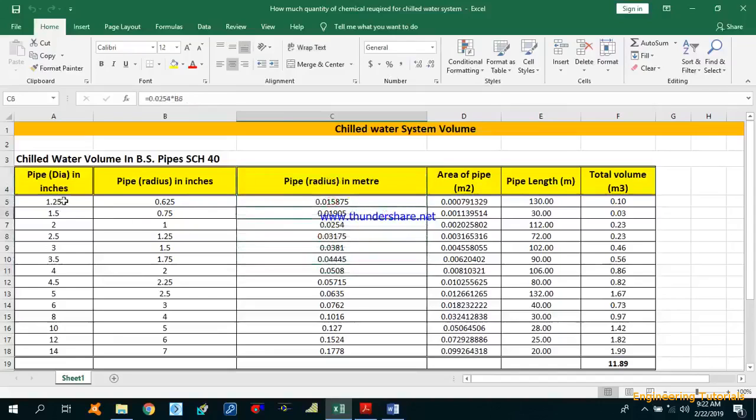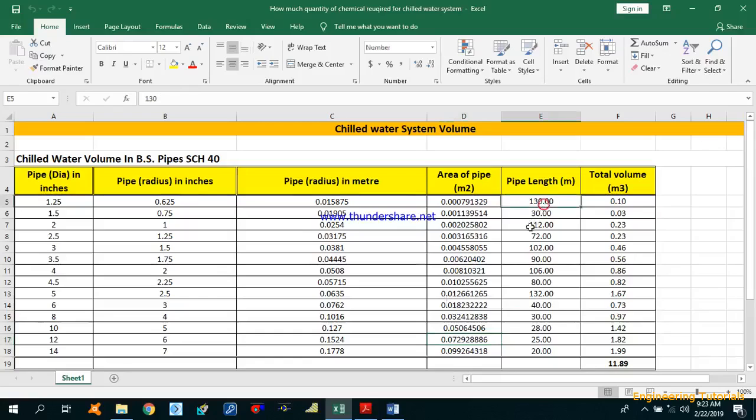So this is all the piping we have used in our project, that is 1.25 inches to 14 inches. So you have to calculate the area of the pipe for 1.25 inches. Similar, it's like pi r square. You can calculate the area of the pipe for each and every dia.